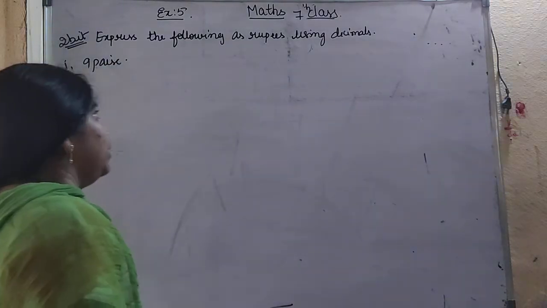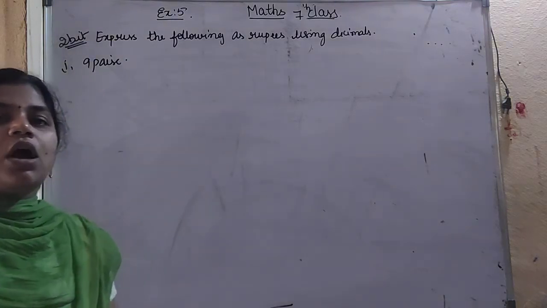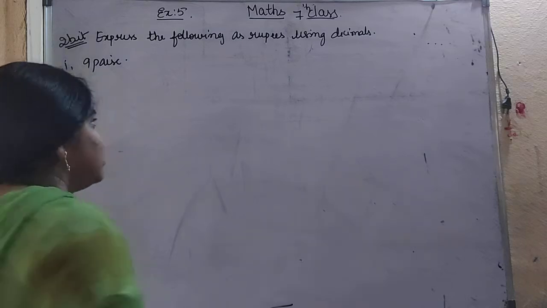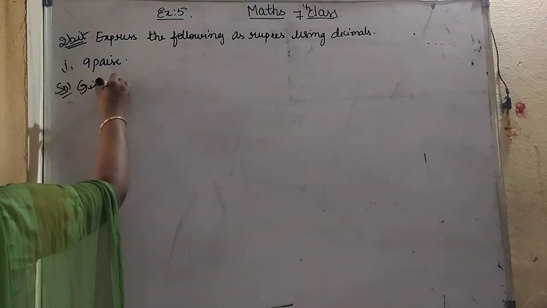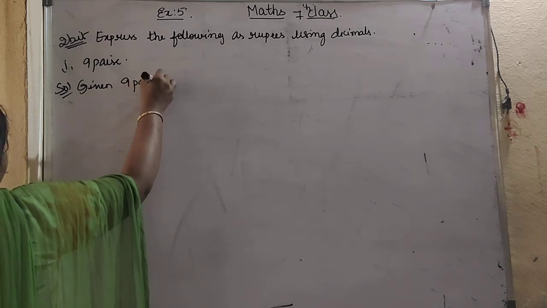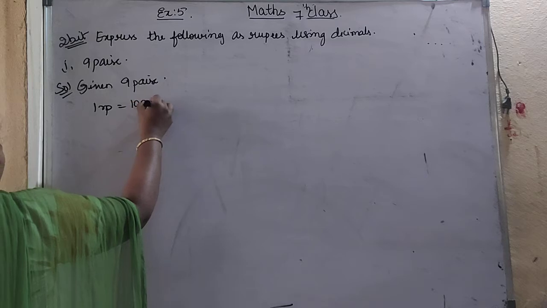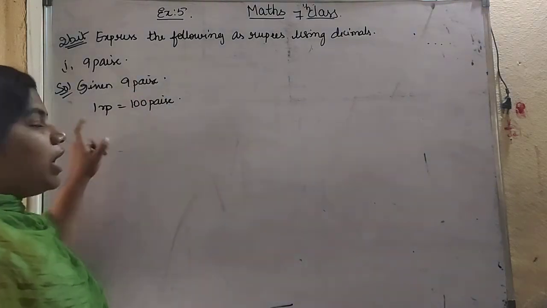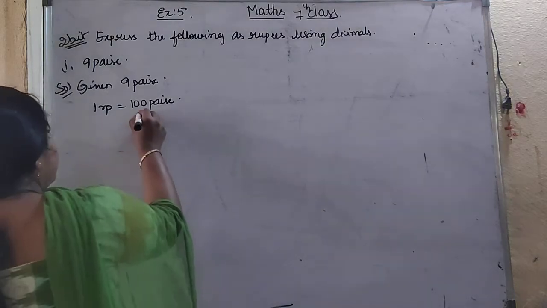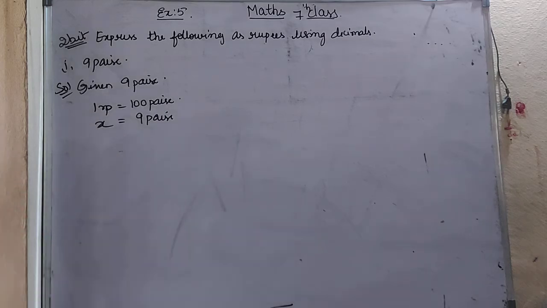1 rupee is equal to how many paisas? That will be 100 paisas. So already we know that 1 rupee is equal to 100 paise. Now we have to convert these 9 paise into rupees. 9 paise is equal to how many rupees? X is the value that we have to find.